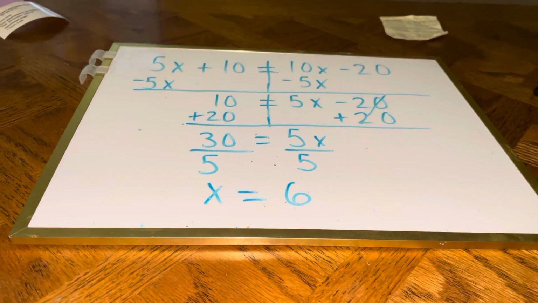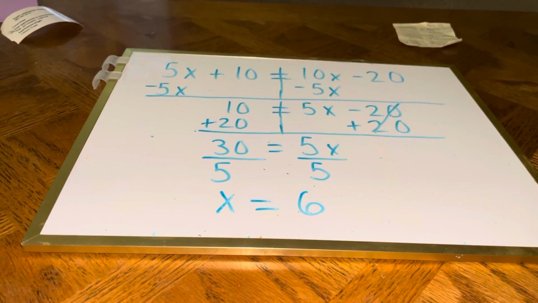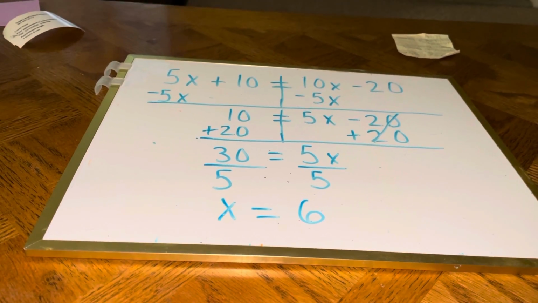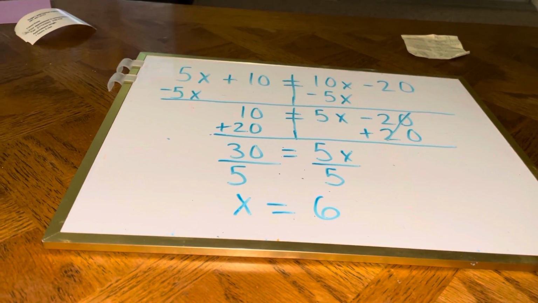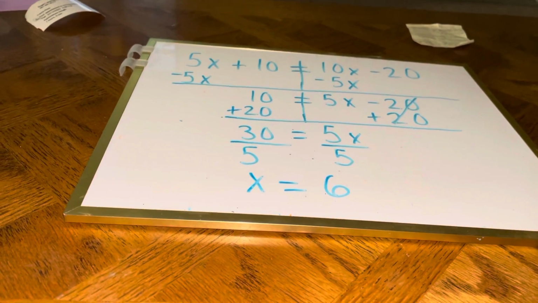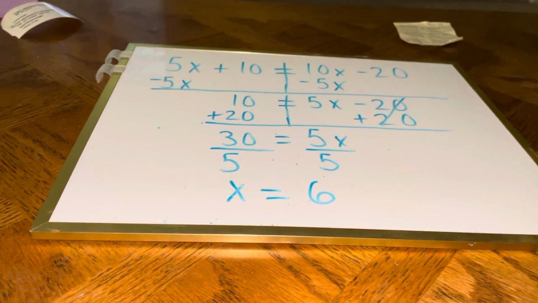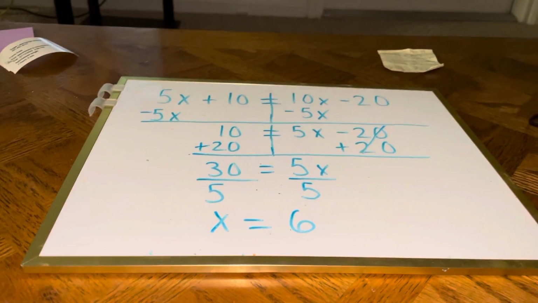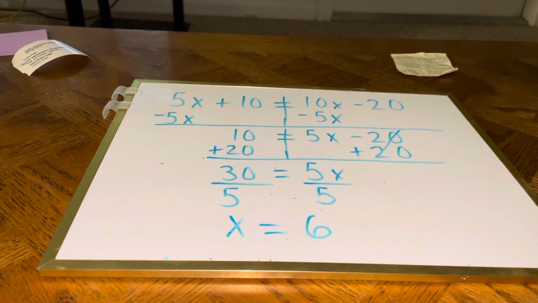Now we're coming to our operations where, how do I get x by itself? I have to divide by 5. Even though I wrote it like it was supposed to say 6 equals x, I like to put it in this context where it says x equals 6. And this is how you do multi-step equations with variables on both sides.